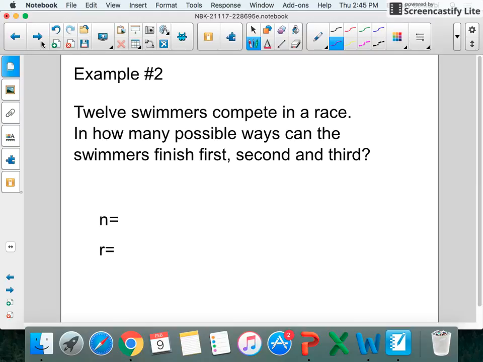So our next example: 12 swimmers compete in a race. How many possible ways can the swimmers finish first, second, and third? Again, n is our total, so we have 12 total swimmers. Then I got first, second, and third, so I have 3 places. Again, order definitely does matter here because it matters who gets first place and who gets third place. There's a big difference in those. So we're doing a permutation.